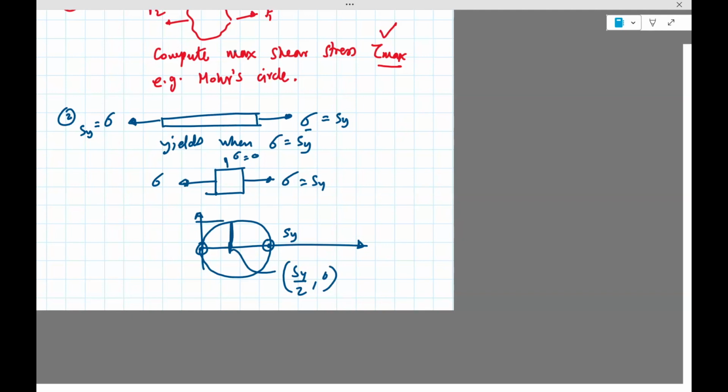The radius of this circle is clearly, just from the figure, Sy divided by 2. But this is also the point where the maximum stress occurs, right? The maximum stress is at right angles or 90 degrees here to the horizontal. So in a simple tension experiment, we know that the maximum stress is Sy divided by 2.